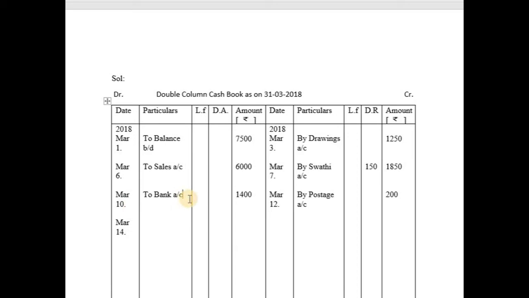We are receiving cash from Anita. So it will be recorded on debit side as to Anita account. What is the amount that you are receiving? 600. And discount allowed is 100. So discount allowed will be written as 100 rupees.